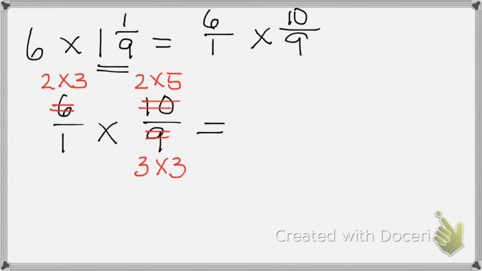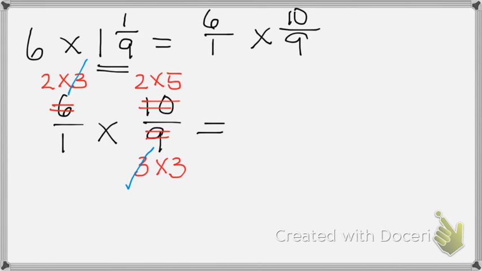And then I can start cross-canceling. Well, I can do a 3 here and a 3 here. But essentially, there's nothing more that I can do. You can't cross-cancel this way. That's illegal.